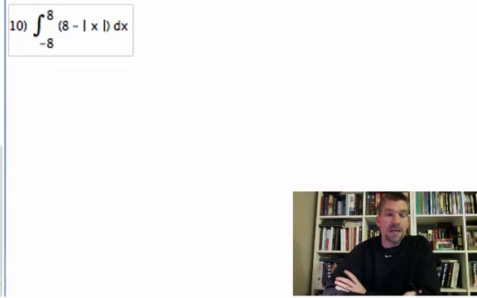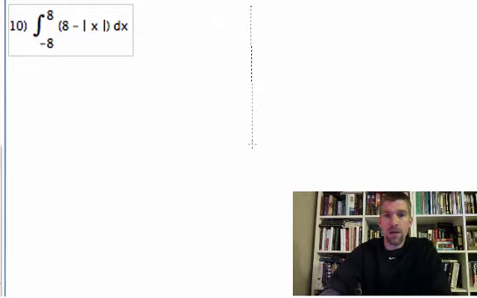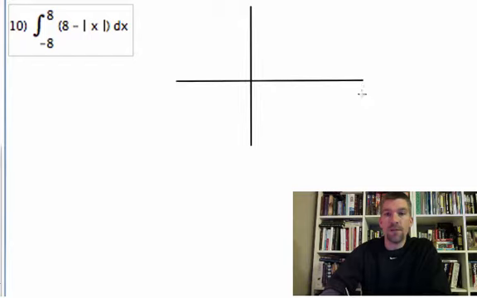All right, question 10. Evaluate the integral from -8 to 8 of 8 minus absolute value x. Well, graph it. And this one might be one that you are not super familiar with, and that's okay. Put it on your calculator if you need to. But remember, absolute value is a V shape.